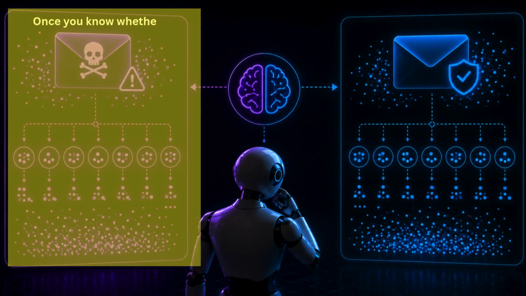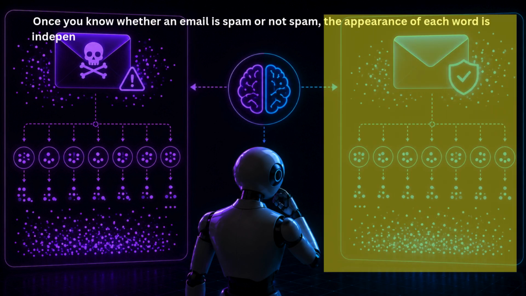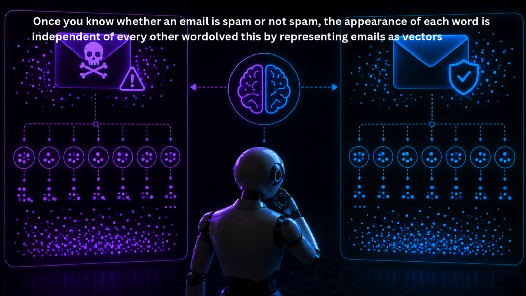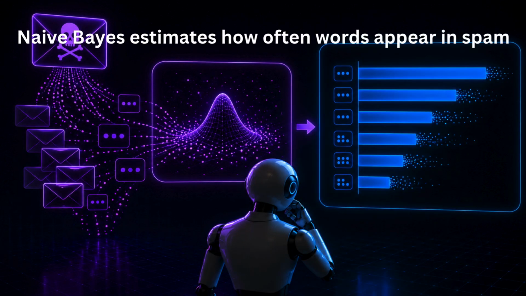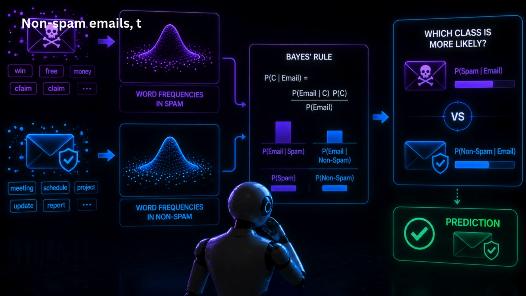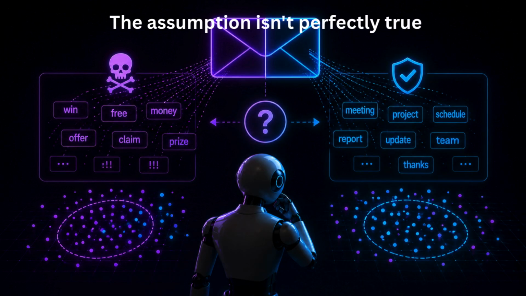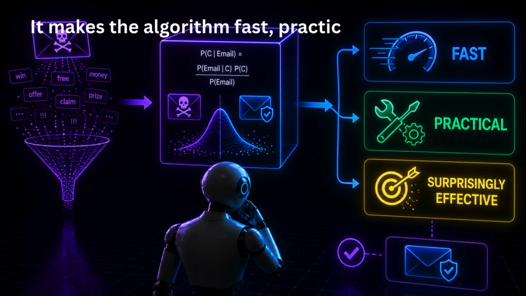Then they made one bold assumption. Once you know whether an email is spam or not spam, the appearance of each word is independent of every other word. That assumption leads to naive Bayes. Naive Bayes estimates how often words appear in spam and non-spam emails, then uses Bayes' rule to determine which class is more likely. The assumption isn't perfectly true, but it makes the algorithm fast, practical, and surprisingly effective.